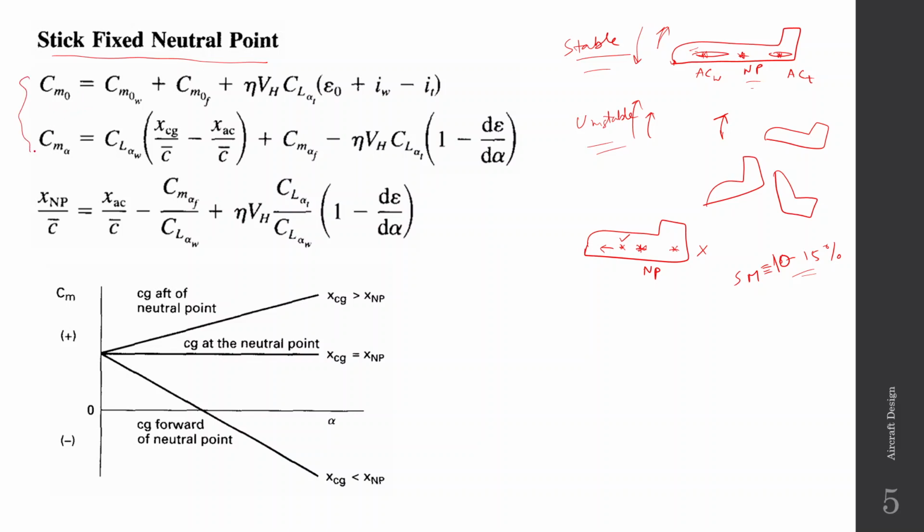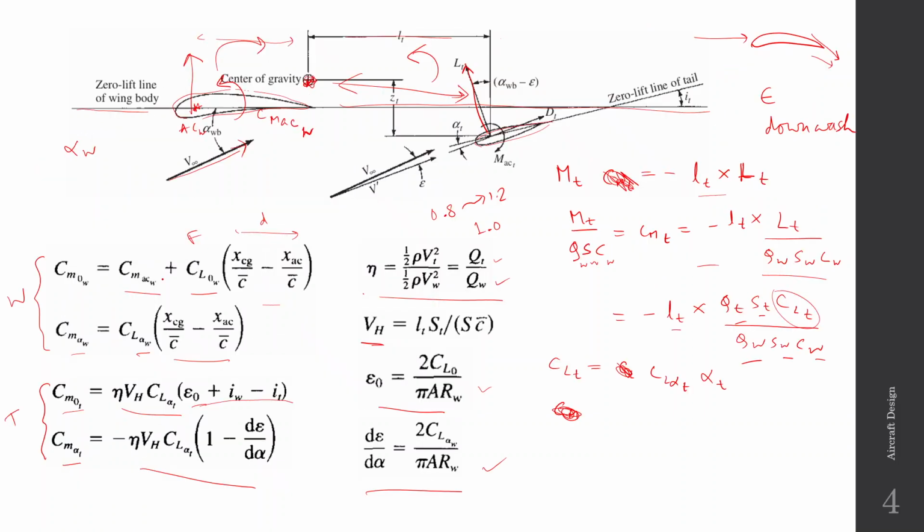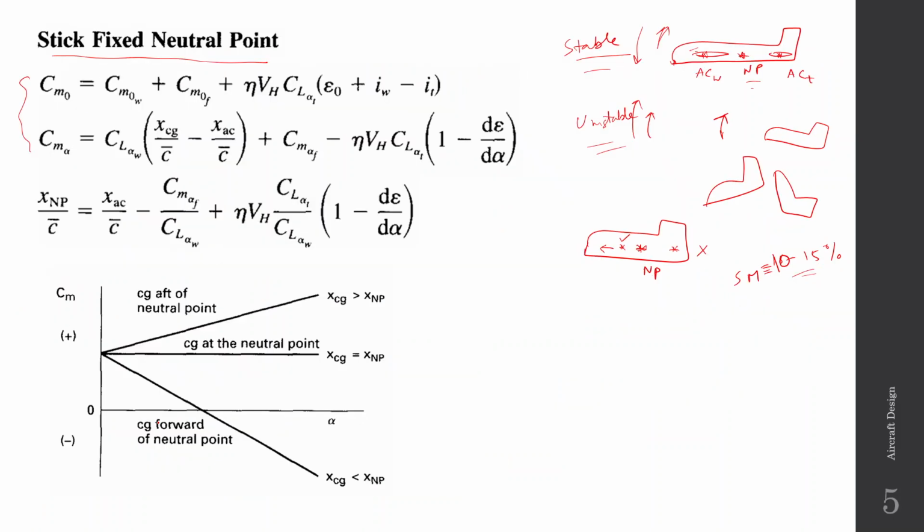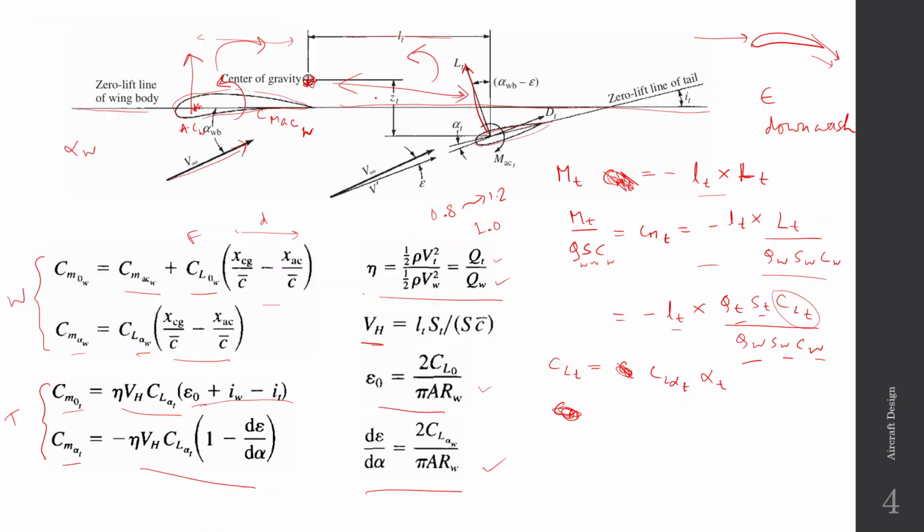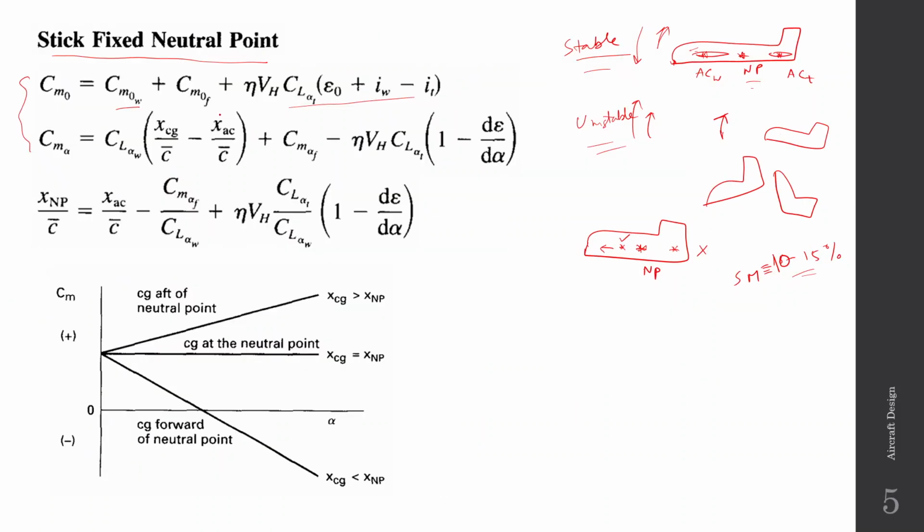So in the first two lines here I have written the overall CM naught and CL alpha. So how do we get this? We simply sum up the wing and the tail contributions. So the wing contribution is this, and this is the tail contribution, as we saw from the previous slide. And this term comes from the fuselage contribution, but here we'll ignore the fuselage effects, so we'll set this as 0.